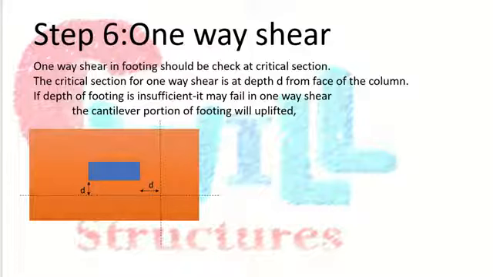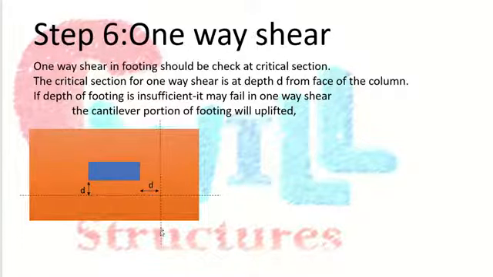The one-way shear in footing should be checked at a critical section. The critical section for the one-way shear is at the depth d from the face of the column. You can see in the diagram, here is a plan diagram for the footing, and here is the face of the column, and here is a depth d distance.